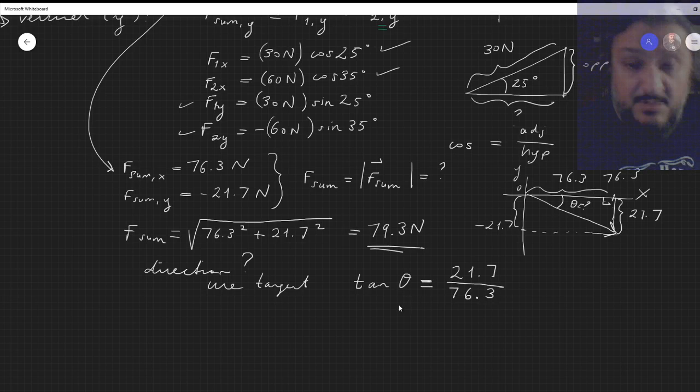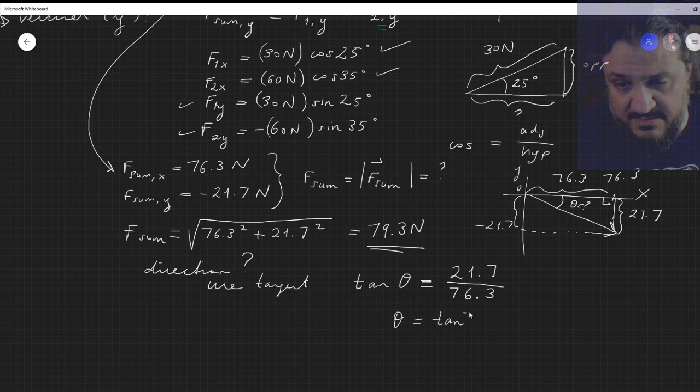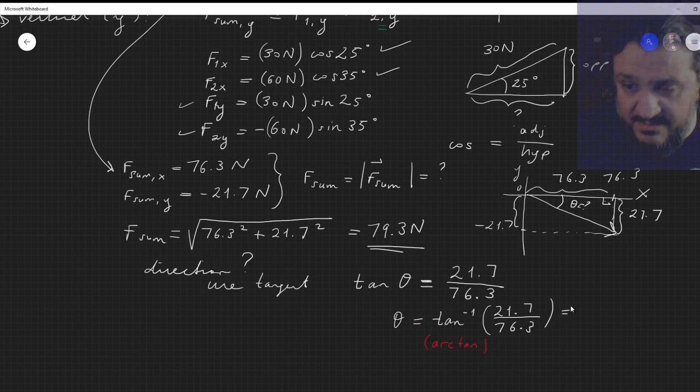That's a tangent, but I want theta, so what do I use? The arctangent. You can also write it as tangent to the power negative 1, right? Just notation, or just write arctangent, the same thing, doesn't matter what you use. So 21.7 divided by 76.3. If I take the arctangent, is it going to be anything close to 14? If yes, we're good. So 21.7 divided by 76.3.